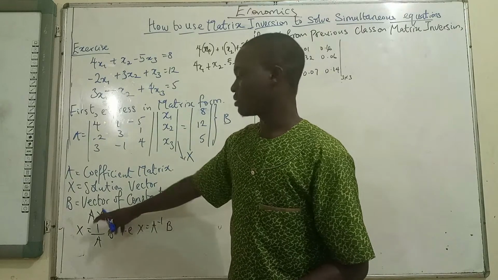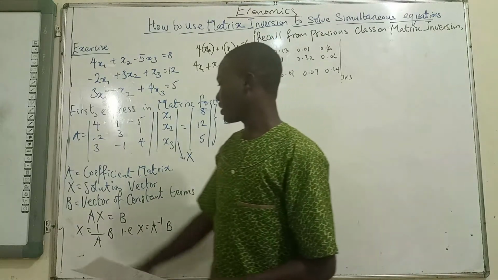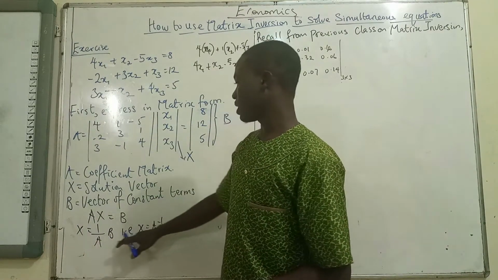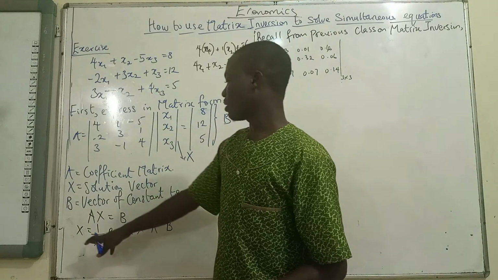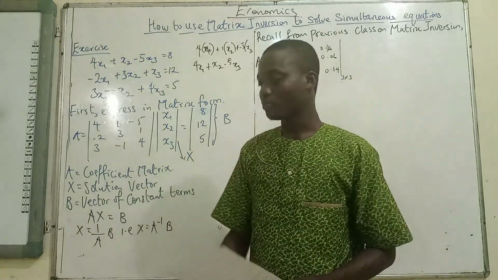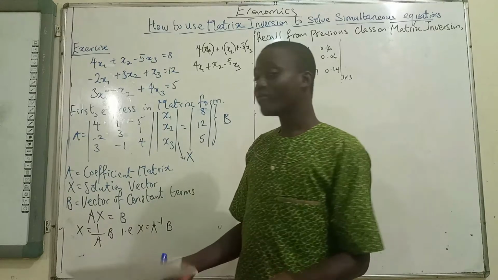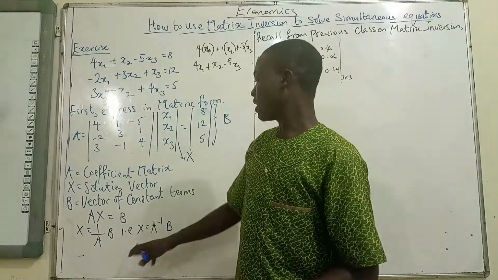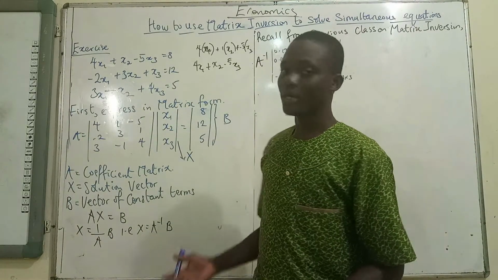Now how do we get x? Because x is what we are solving for. So to make x the subject of this equation, just divide through by A, and that will give you 1 over A multiplied by B. Now 1 over A is simply the inverse of A, right? So x is now the inverse of A multiplied by B.